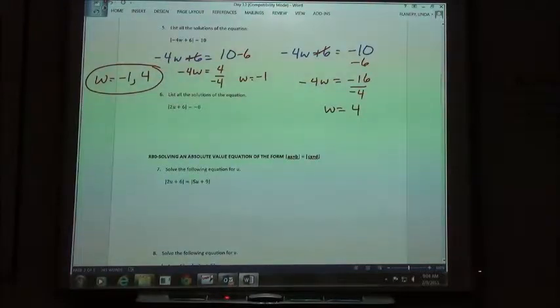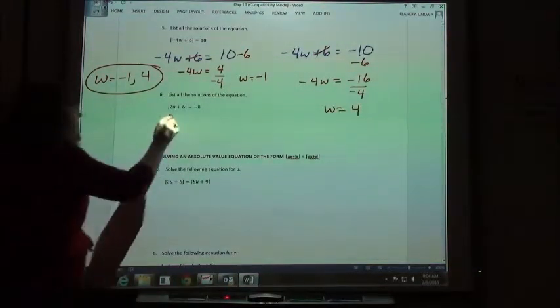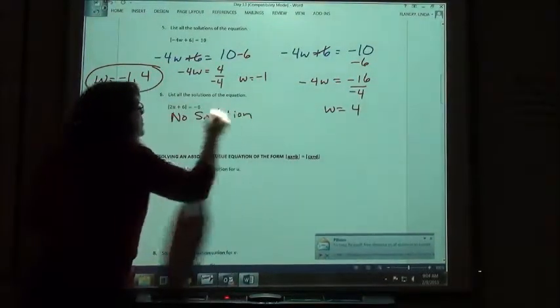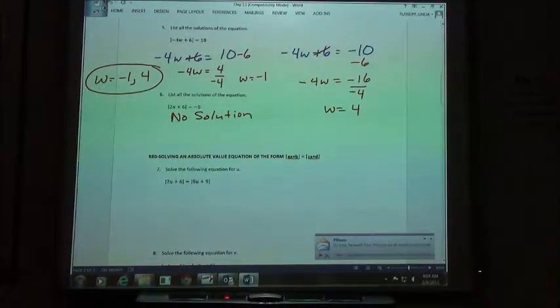Now on number 6, we have the absolute value of 2u plus 6 equals negative 8. Since there's a negative after the equal sign, what do you think our answer is going to be? No solution. Absolute values can't equal negative numbers. So if there's a negative, there's not much work to do. You just click the thing that says no solution. I can't have a negative equal to my absolute value.